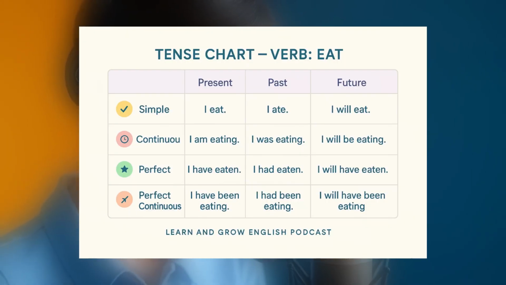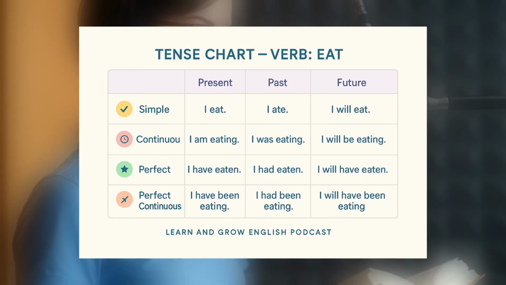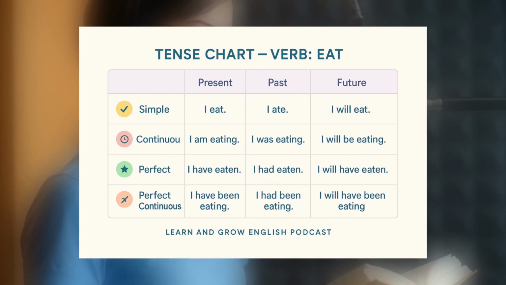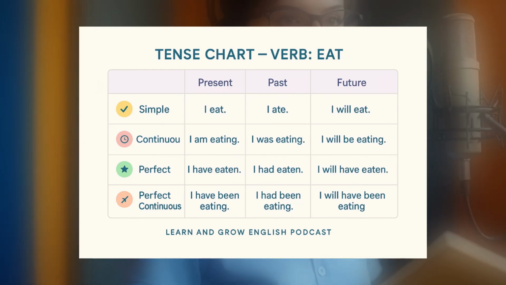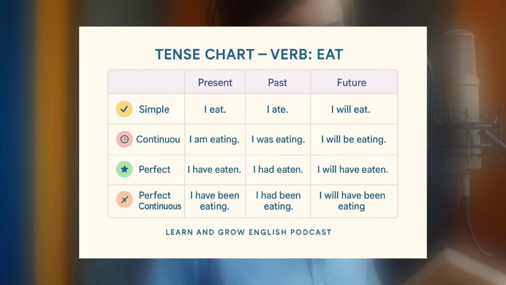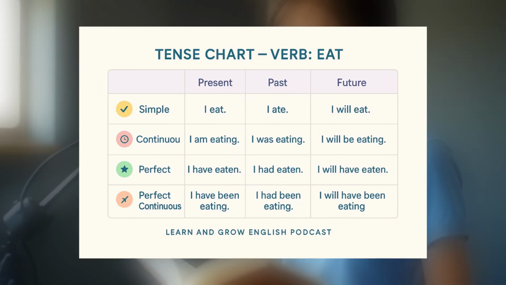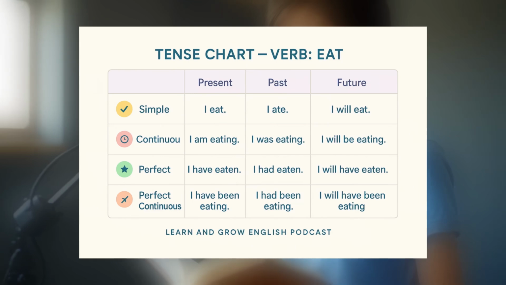Each tense has 4 types. Each tense has 4 forms. Let's use the verb eat as an example. 1. Simple: I eat, I ate, I will eat. 2. Continuous: I am eating, I was eating, I will be eating. 3. Perfect: I have eaten, I had eaten, I will have eaten. 4. Perfect continuous: I have been eating, I had been eating, I will have been eating.